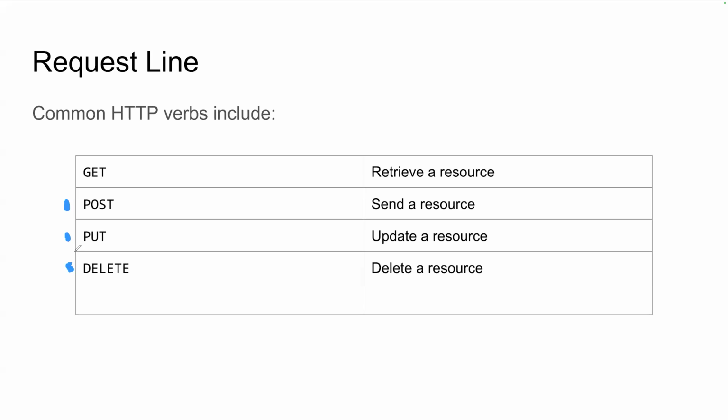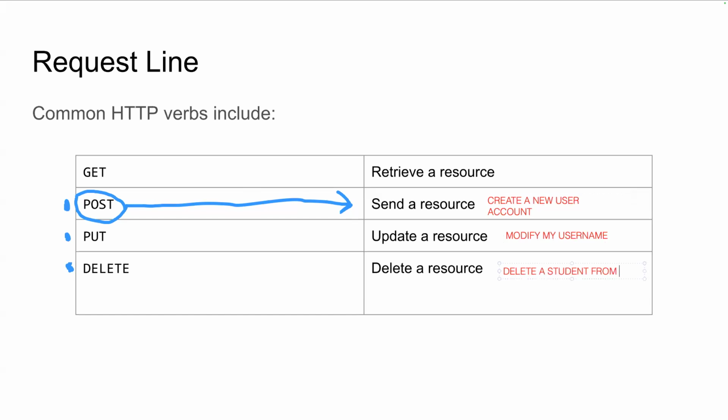So if I'm entering my username and my information when I'm creating an account on a website, and then I submit that information to Amazon.com when I'm signing up, that's an HTTP post request because I am telling the server I want to create a new user account. If I wanted to, say, modify my username, that would be what's called a put request. If I wanted to delete a student from a database, that's a delete request. And then get, retrieving a resource, is what we do all the time when we get websites or information about students and so on.